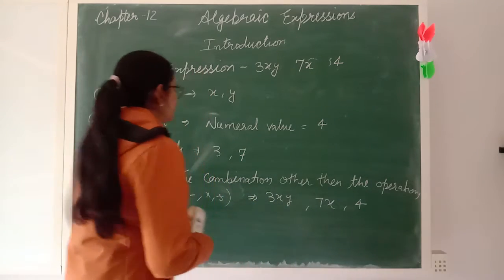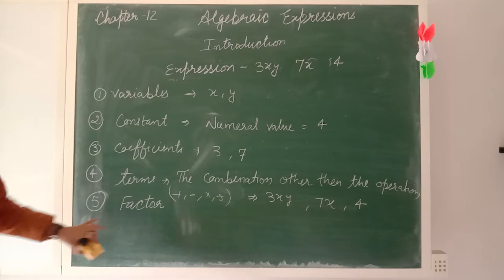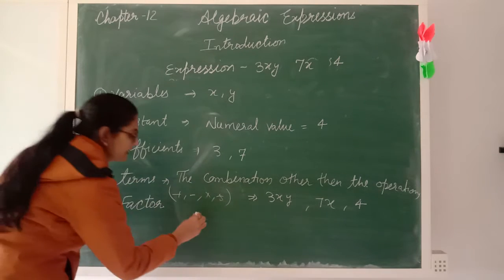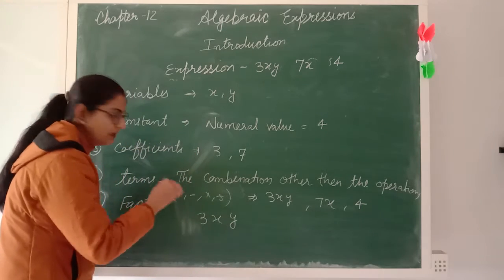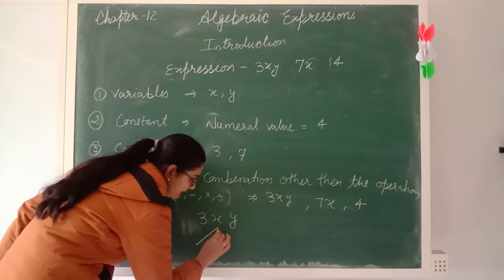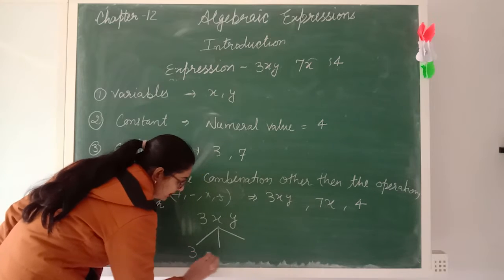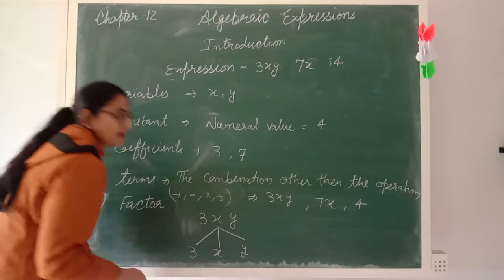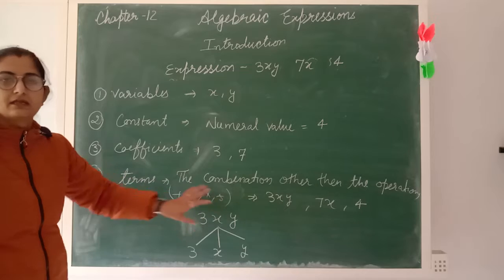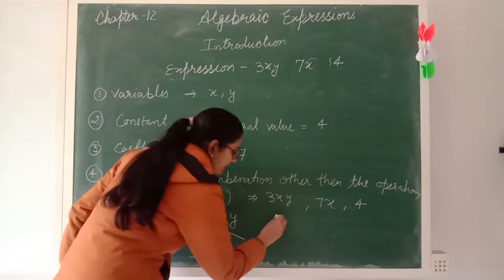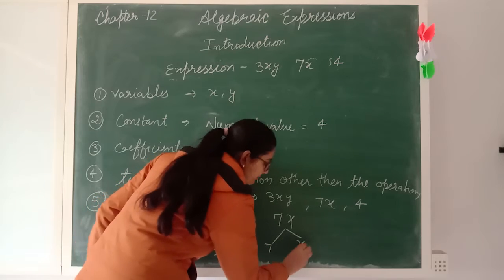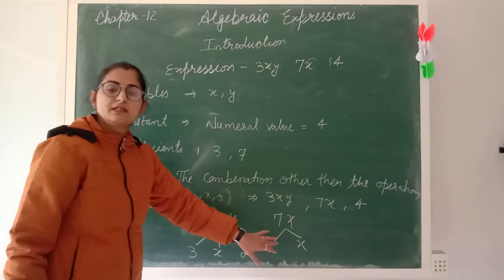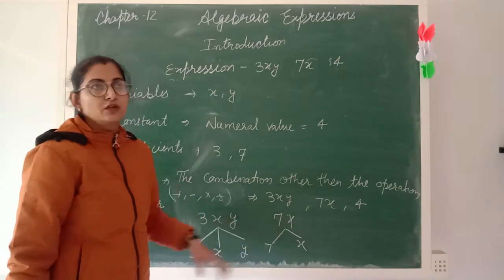Okay, so next and last is factor. What is a factor? If we have 3xy, and we factorize it, we have 3, x and y. So these are the factors in the term 3xy. In 7x, 7 and x both are the factors of 7x.